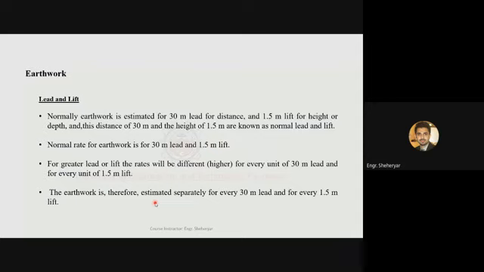So simply speaking, you will increase your rate in the intervals of normal lead and normal lift. You'll not increase your rate for every single meter or every 2 meters. You'll increase your rate after 30 meters of lead and 1.5 meters of lift.